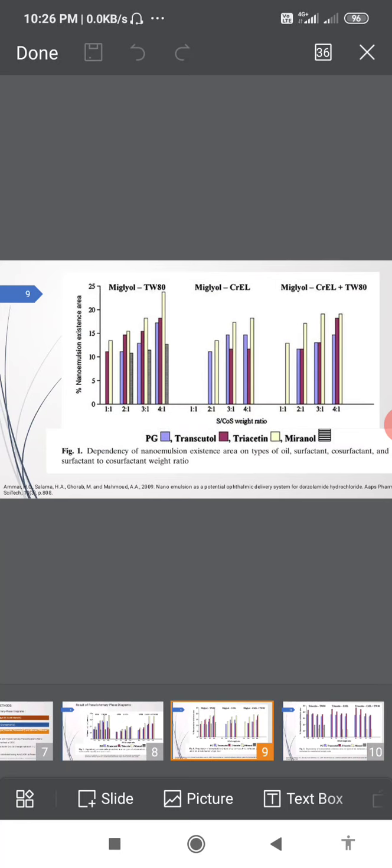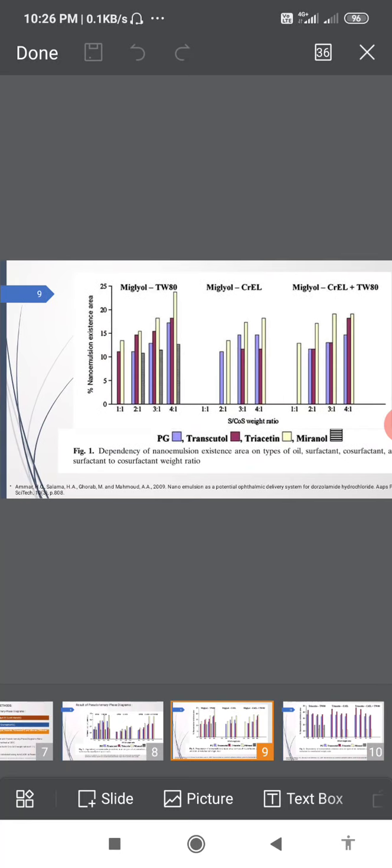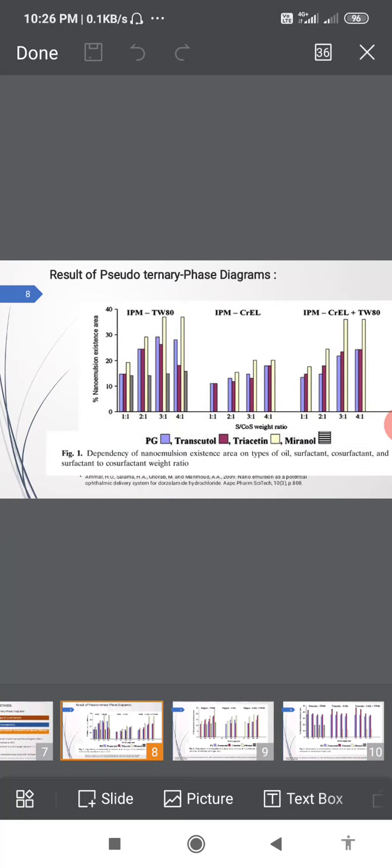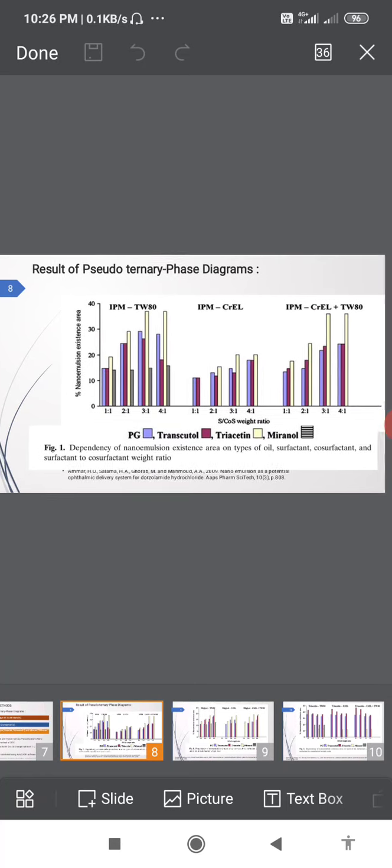And then when we compare the type of surfactant used in the formulation, Tween 80 and Cremophor EL, we can say that when we use Tween 80 as surfactant, we get a maximum nanoemulsion existence area, as we can see in this graphical presentation.